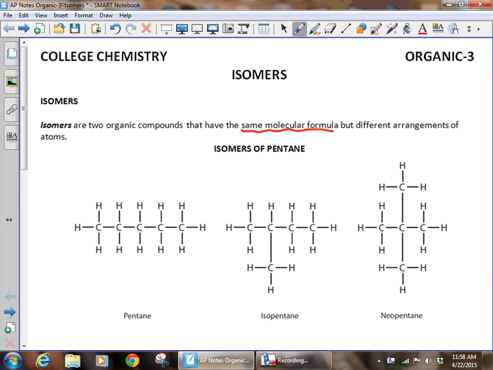They can have the same formula and be just, as we learned last time, flipped around or written a little bit differently with the branches, and it will appear that it's something different when actually it would be named exactly the same. So isomers have different names, but the same molecular formula.